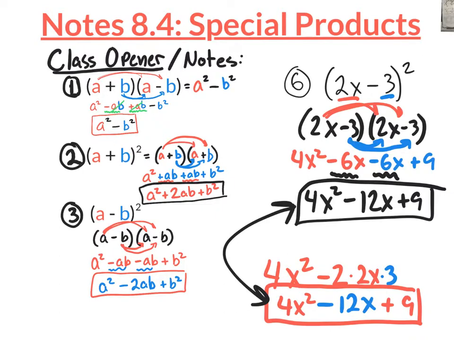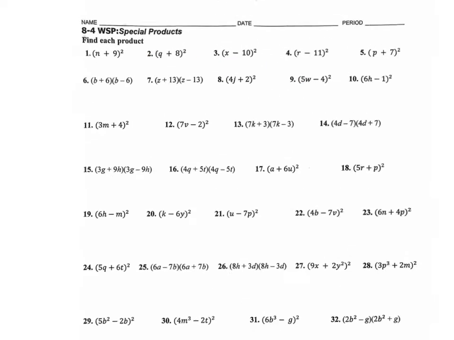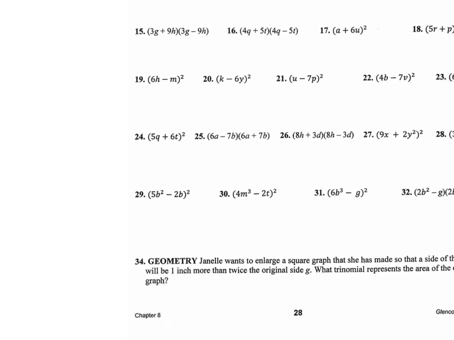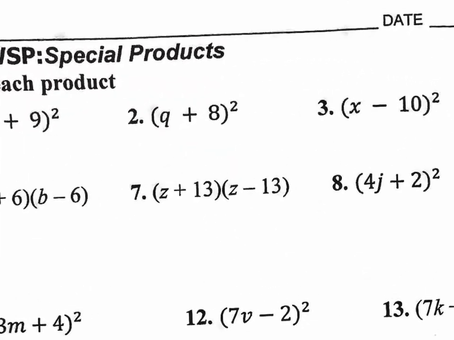So let's jump to our homework. On our homework, 8.4 WSP, by the way, we're going to do the even ones. You could do all of them if you want, but even number 29 is a typo. I would scratch out 29. But we're going to do the even ones.